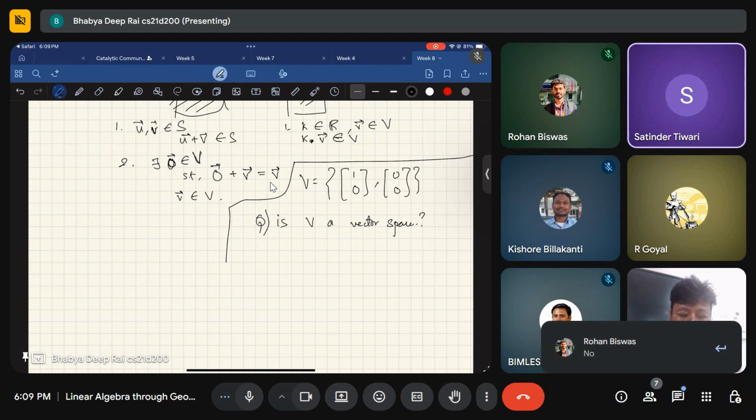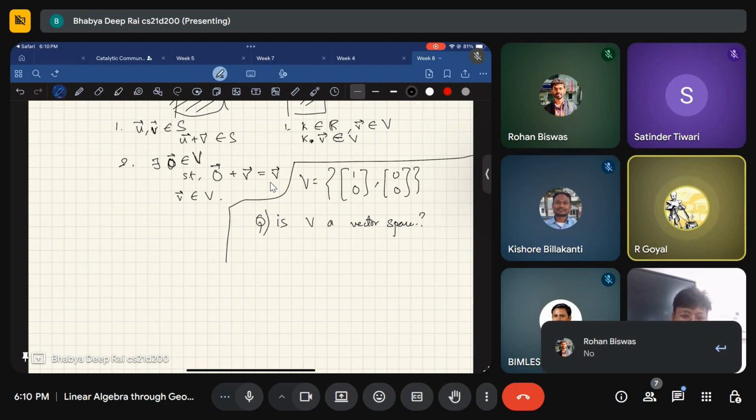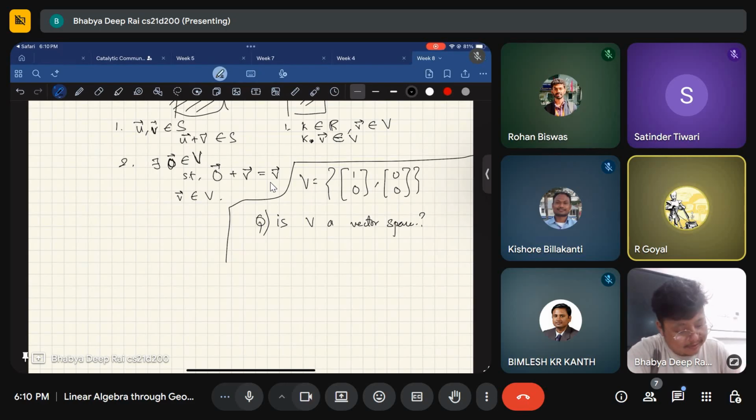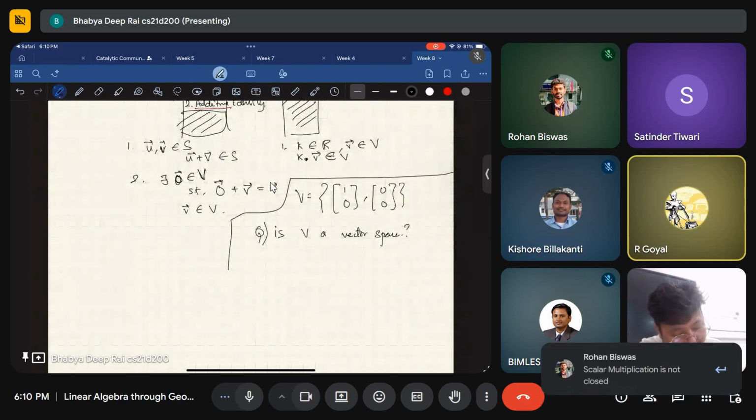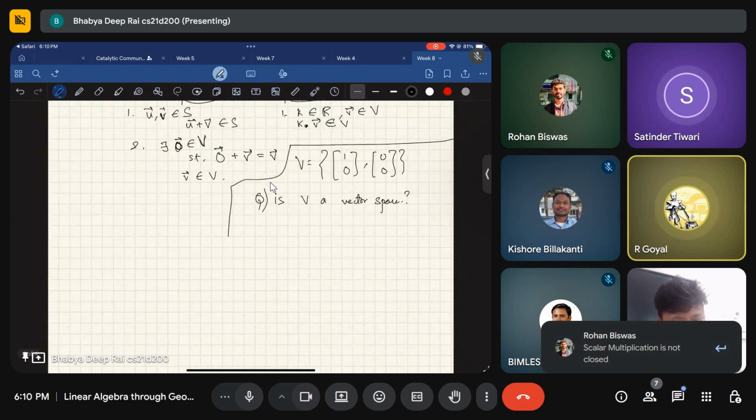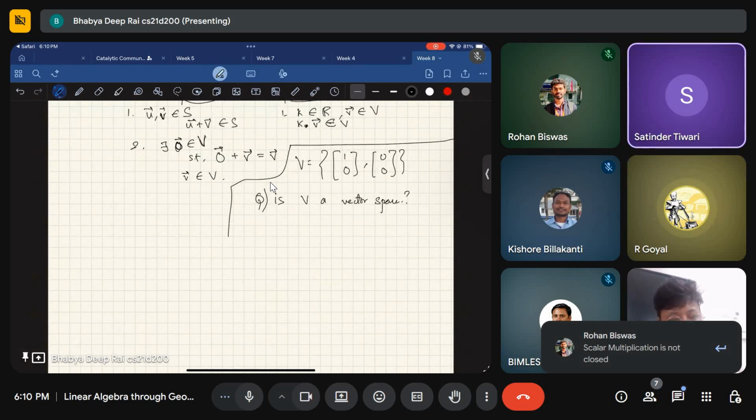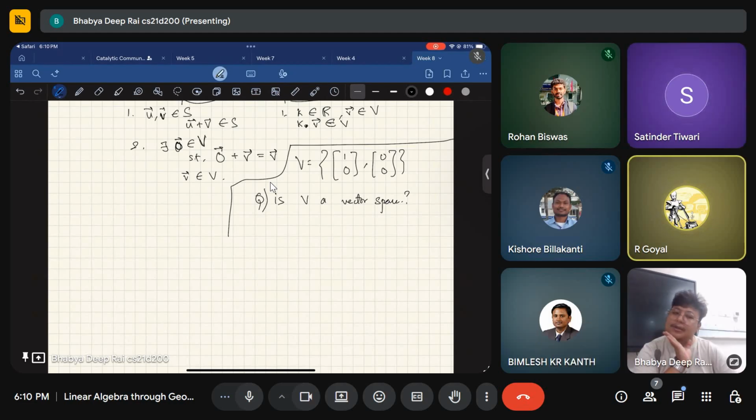Yes, I think these are vector spaces because it is closed under addition. If I take the addition of these two vectors, the result would belong to S. But then if I take the addition of the vector (1, 0) with itself, that is not belonging to S, I guess. So no, this is not a vector space.